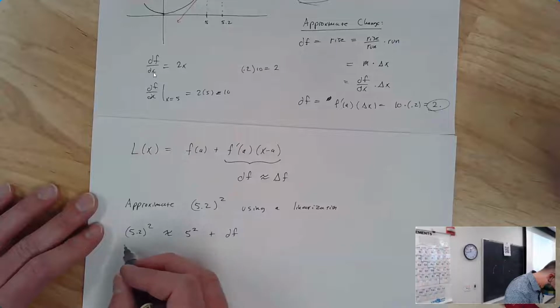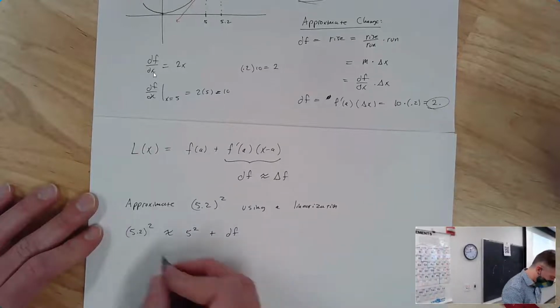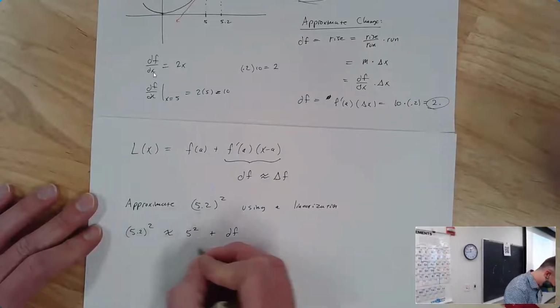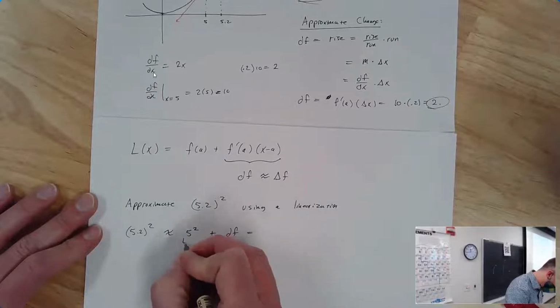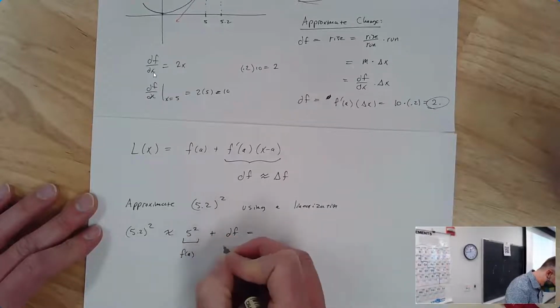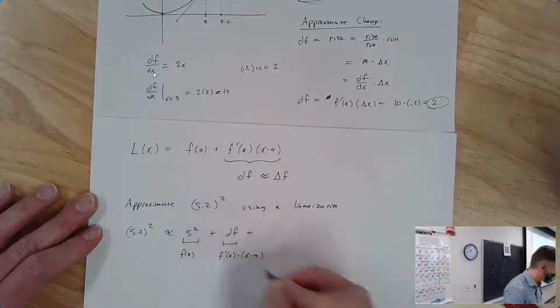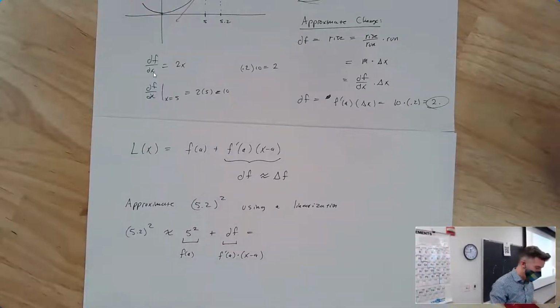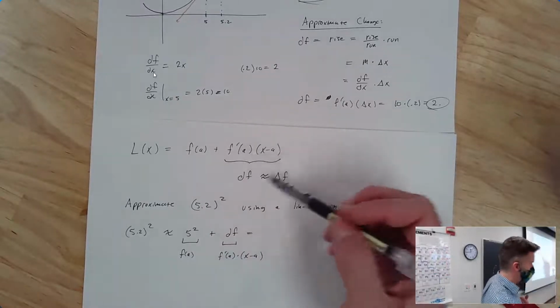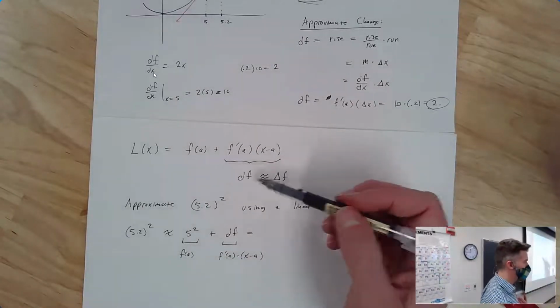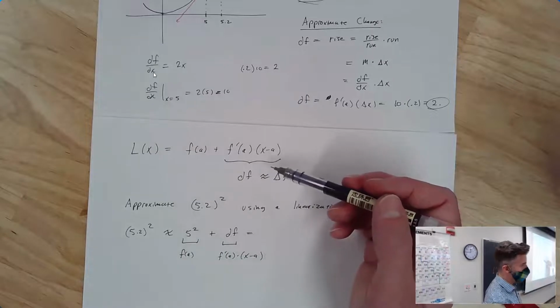Okay. So what we're saying here is this is really just my f of a plus my f prime of a times x minus a. But I really want to make it clear that this part here is the approximate difference between your actual value and your desired value.